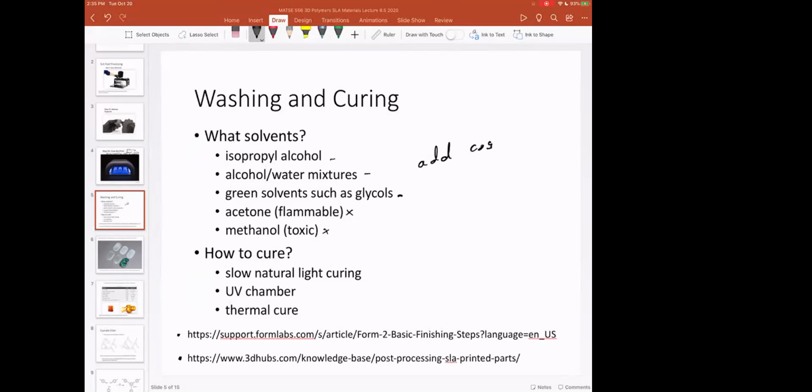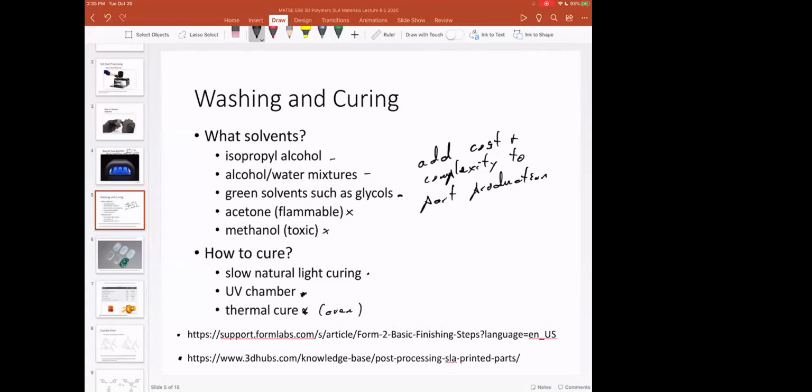cost and complexity to part production. And then how do you do the final curing? You can have slow natural light curing. That sometimes is fine for lab use, but if it's slow, that's an issue. Usually this is done in a UV chamber like we saw on the previous slide, or oftentimes it's done using thermal curing in an oven for a certain time and temperature, and we'll talk about that in a couple slides.